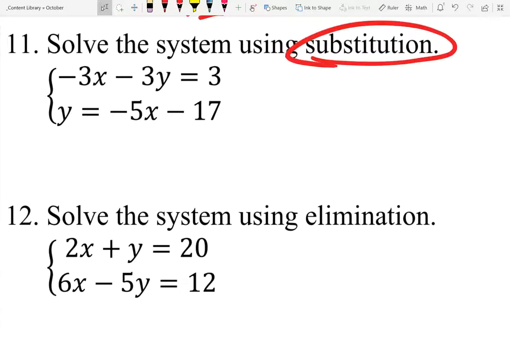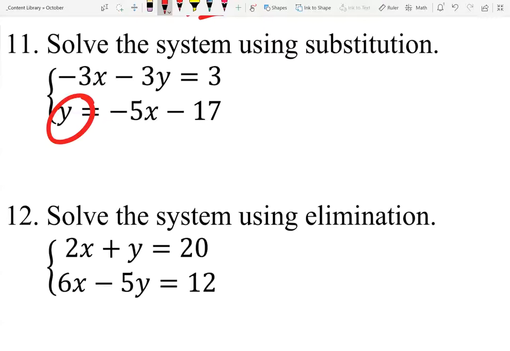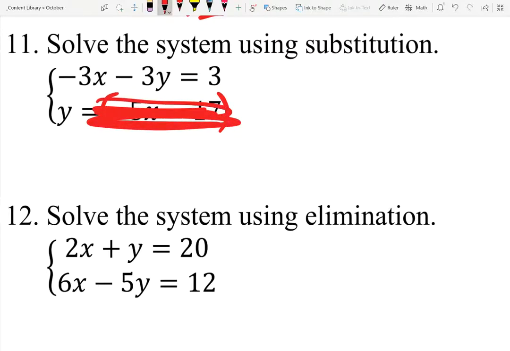Substitution method. Remember, the substitution method means plugging it in. Now you'll notice that the second equation has y already by itself. y is equal to negative 5x minus 17. Remember, when we started the video, I said, what if it was y equal to a number, like y equal to 8? Then you would just plug 8 in for y and go about solving your problem. But it's not a number, it's an expression, but we still do the same thing. We're still going to plug this in for y.